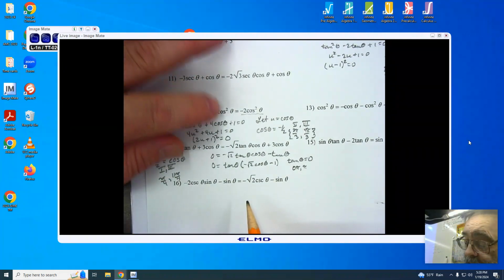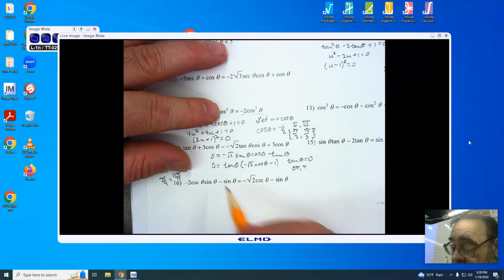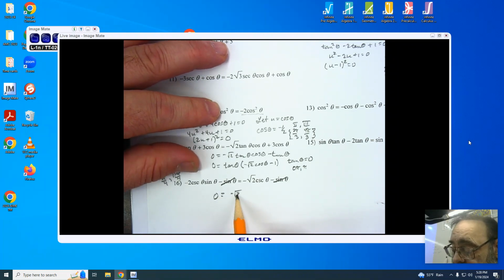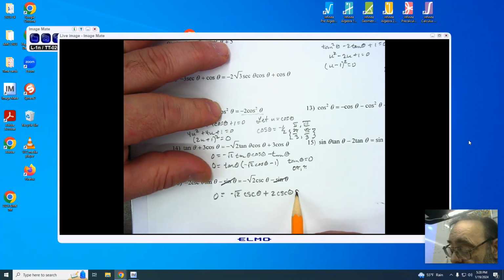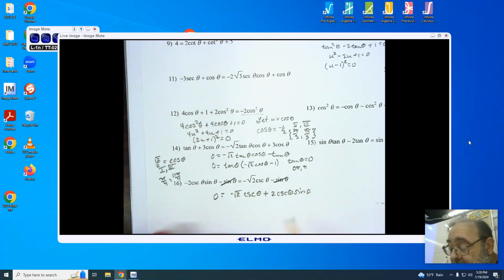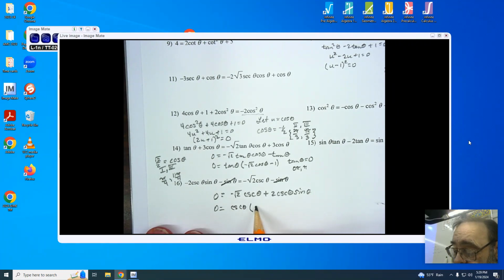Number 16, once again, we have to simplify. Notice that the sine will cancel, and I'm going to move this cosecant over. And I have, therefore, 0 equals negative root 2 cosecant of theta, and I have a plus 2 cosecant of theta sine of theta. Factoring out the cosecant of theta, I get cosecant of theta times negative root 2 plus 2 sine theta.